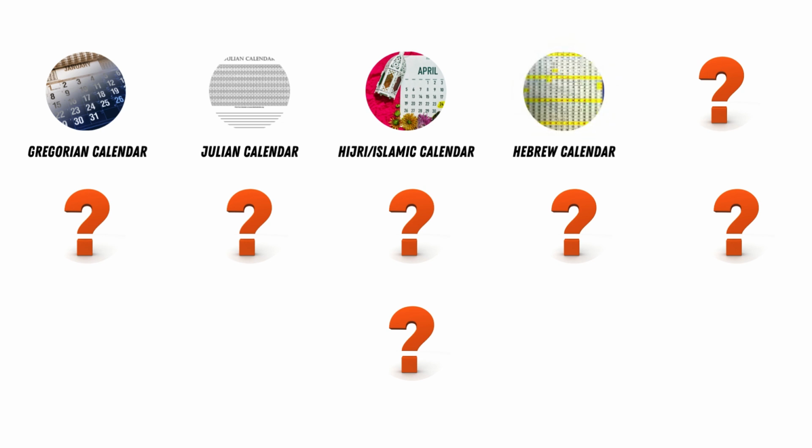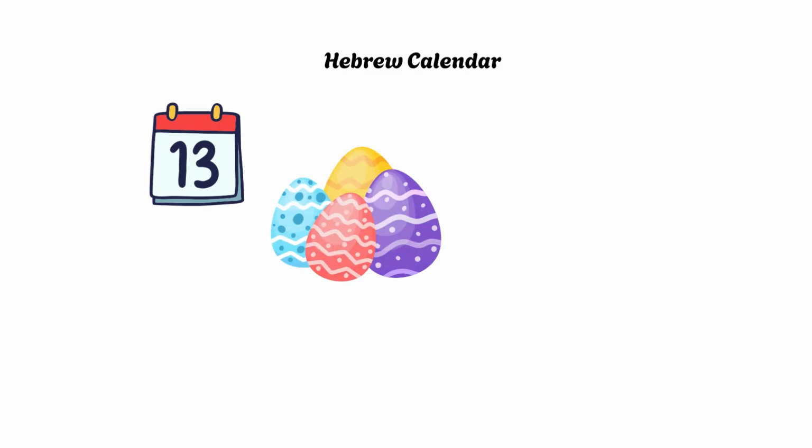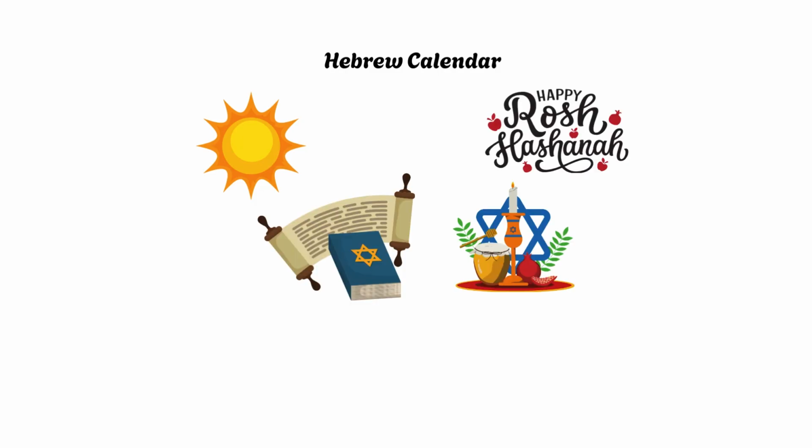Hebrew calendar. The Hebrew or Jewish calendar is lunisolar, combining lunar months with solar years. It has 12 months, but to keep Jewish holidays in their appropriate seasons, a 13th month is added in 7 out of every 19 years, known as the Metonic cycle. Months begin with the new moon, and days start at sunset rather than midnight. This calendar is used to set dates for major Jewish festivals like Rosh Hashanah, Yom Kippur, and Passover.